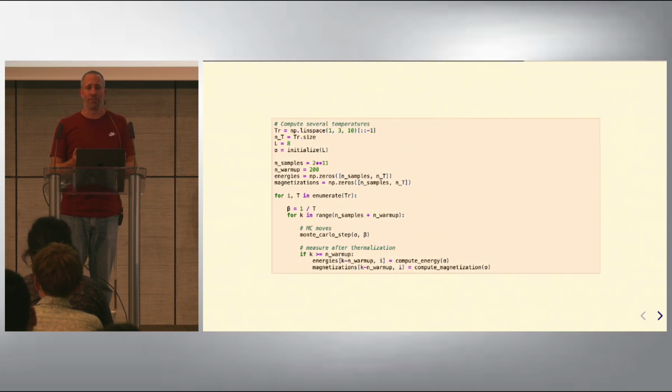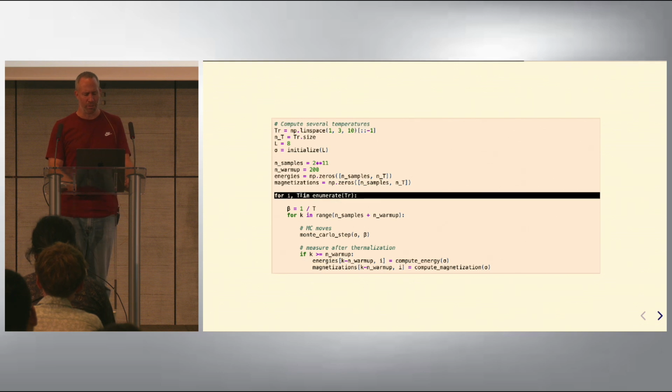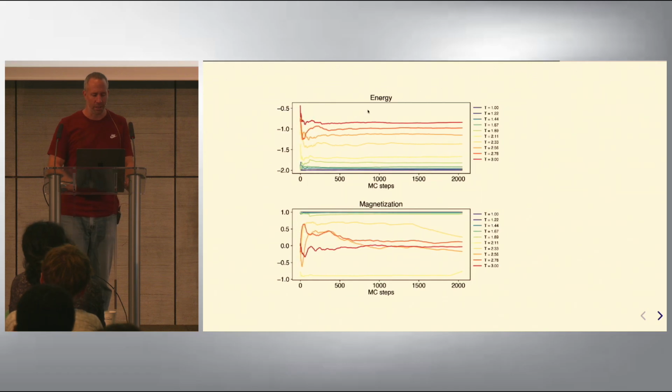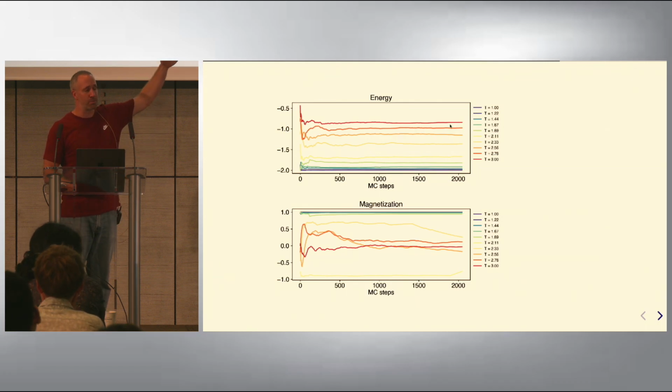So I can run that for different temperatures. Again, this is the entire code. You loop over a bunch of temperatures and accumulate energies, and then just plot the averages. And you see something like this, which is what you expect. At high temperature, these are the red lines, the energy is higher. As you cool down, as expected, the average energy goes down.